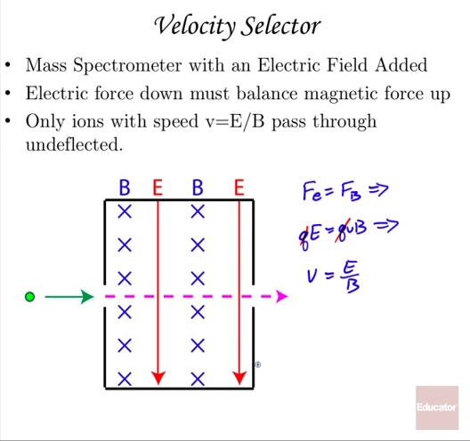magnetic field strength. So if we tailor our electric field strength and magnetic field strength just right, only particles at the specific velocity we want will make it directly through here. Everything else is either going to be deflected one way or the other.